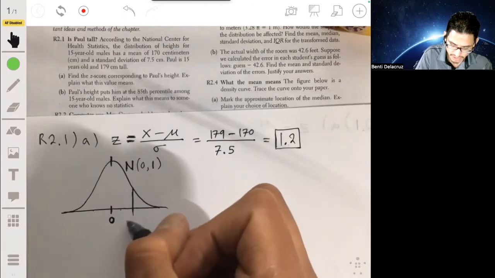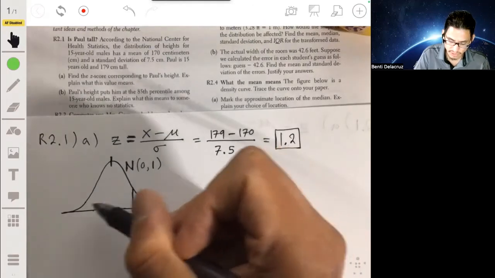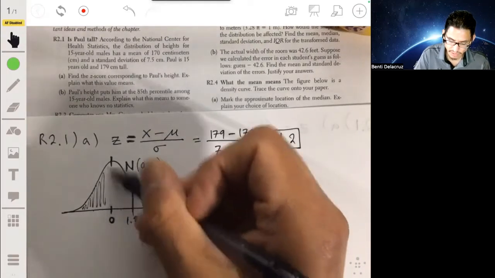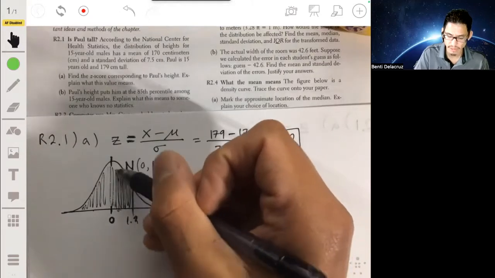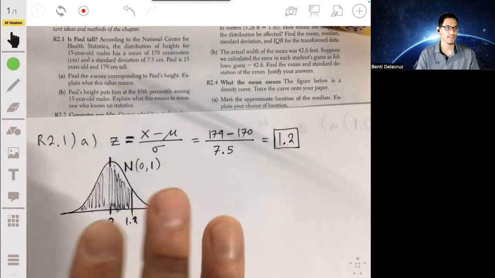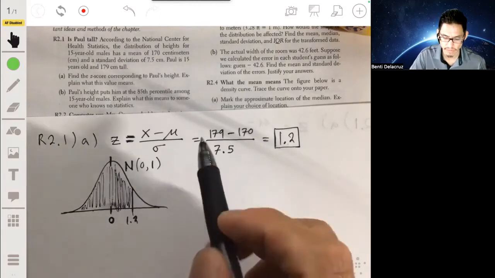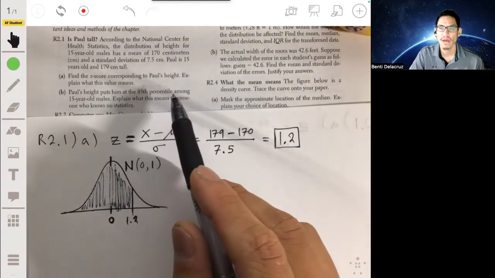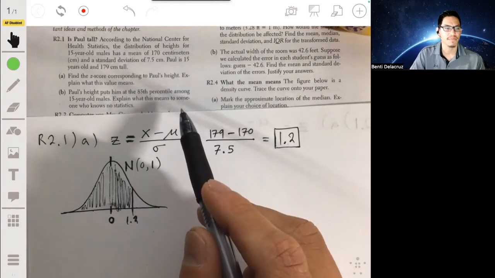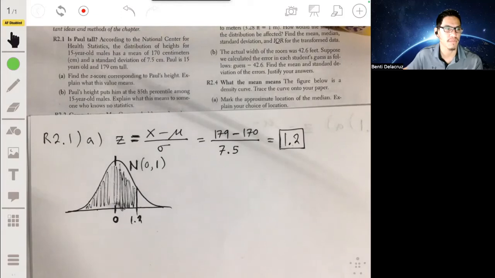So let's just approximate 1.2 to the right of 0. And then all of this area, once we calculate it, corresponds to the percent of the population of 15-year-old boys that Paul is taller than. So for part A, we can simply say that Paul's height is 1.2 standard deviations above the average, or the mean height, for boys his age.